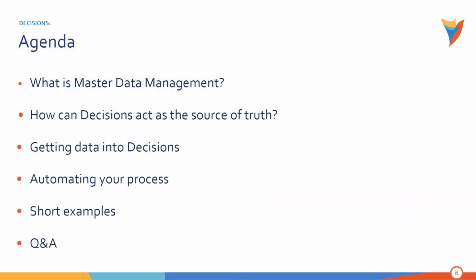So our agenda for today, we're just going to go over what is master data management, how Decisions can act as that source of truth. That is, how can we get data into Decisions? And then how can you use Decisions to help automate this process? I have some short examples that were built so we can poke around in version 7 and see how we can actually get this data in and manipulate it. And then we'll have a short Q&A like we always do at the end.